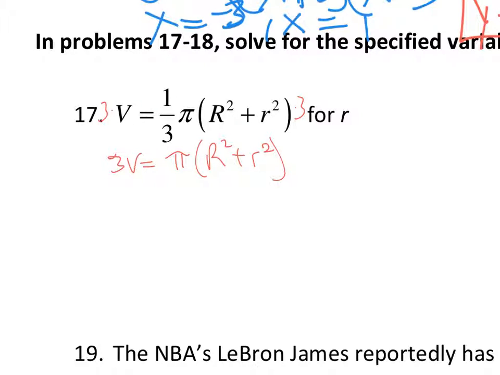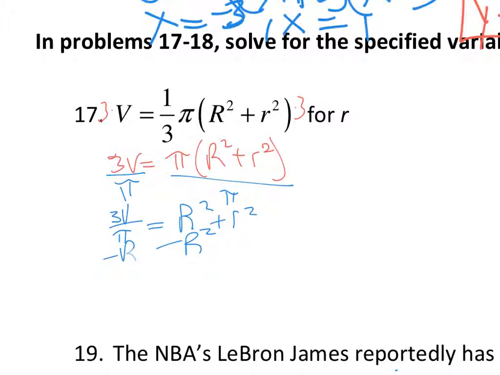And let's get the pi out of there. Let's divide by pi because it's being multiplied. And so we have 3v over pi equals big R squared plus little r squared. Let's get the big R squared out of there. And remember, when you're solving these equations for another variable, we just don't try to simplify it. I mean, if you can, that's great, but these cancel those R squareds, leaving us with a little r squared.